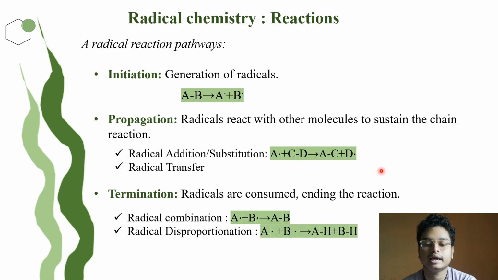This D radical will again attack any spin-paired molecule, and the chain reaction continues. To end this chain reaction, there is a termination process. At the end, radicals are consumed or quenched, which denotes the ending of the reaction. It can happen in two different pathways. One is radical combination, where two different radicals combine to generate a spin-paired molecule. Or the radical can disproportionate: in the presence of solvent, the radical can take a proton from the solvent to generate this compound and the reaction is quenched. So this is the very basic pathway of any kind of radical reaction.